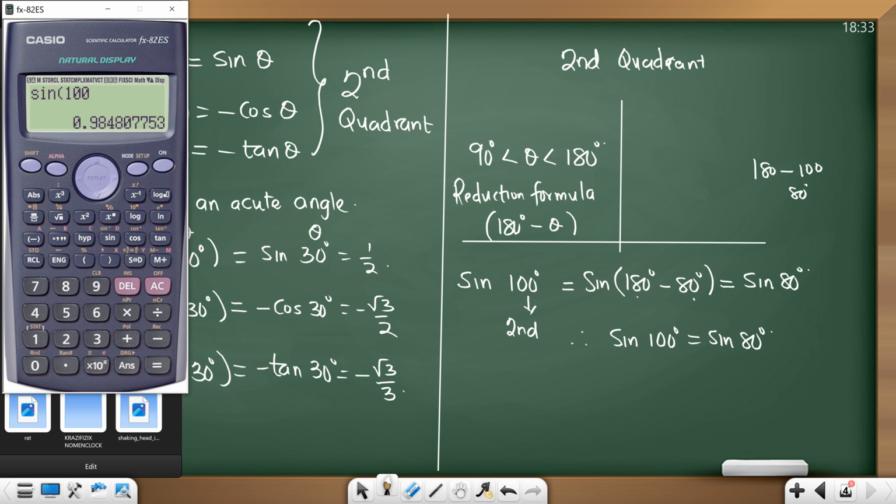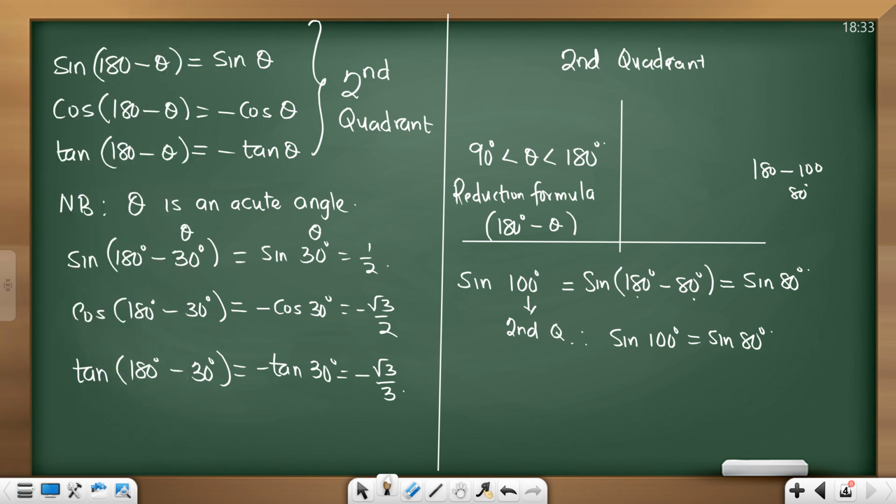Sine 100 is in the second quadrant. My formula is 180 minus. So what will I subtract from 180 to get 100? That's what I'm saying. It's 80.